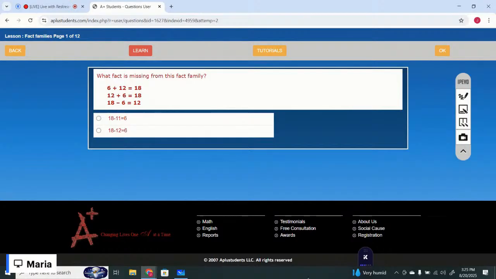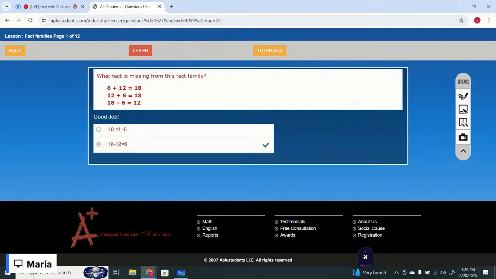So we are given two of the addition sentences. So the missing one is the subtraction sentence. So that is 18 take away 12 is 6. Option number 2 is the correct option.